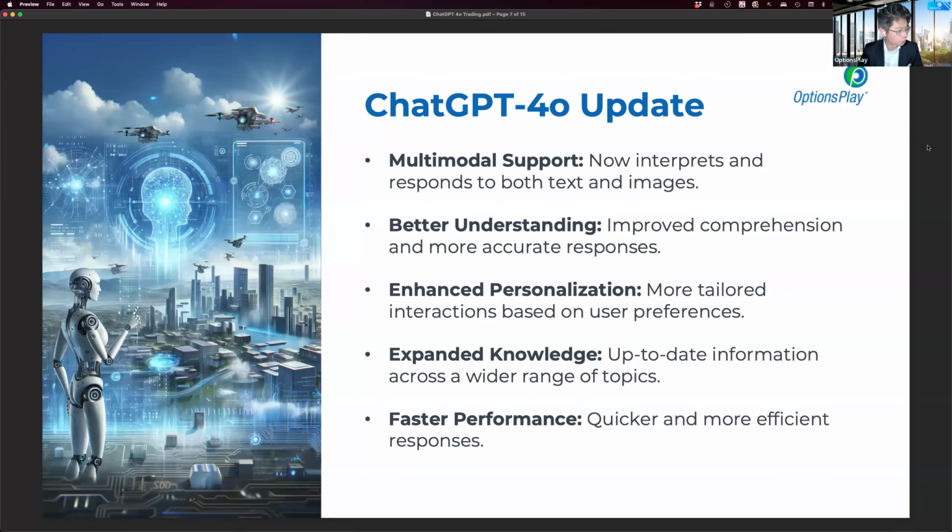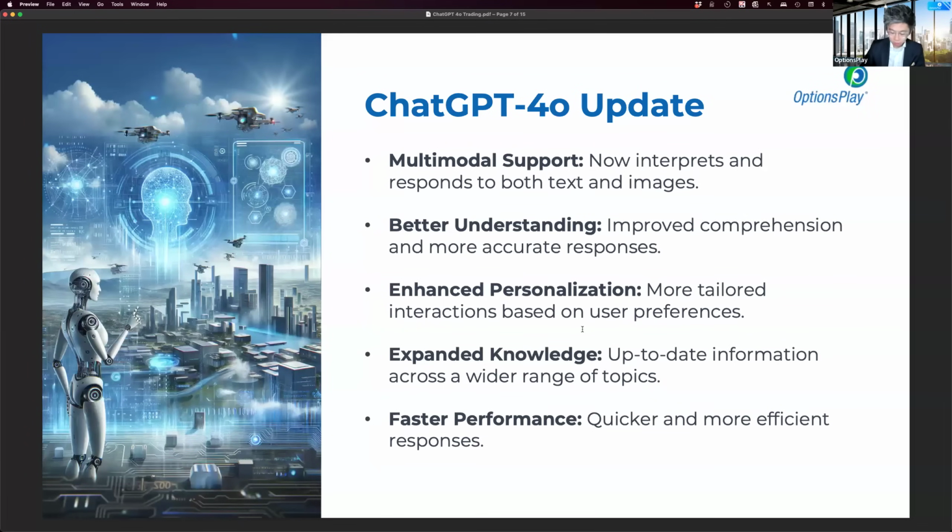Enhanced personalization: more personalized interactions based on user preferences. Expanded knowledge: up-to-date information across a wider range of topics. That certainly is true. When we look at replicating some of the research stuff, there certainly have been huge improvements on that front. It's still not, in my opinion, exactly where I want it to be, and I'll show you where that is, but it certainly is much faster and more efficient, especially if you're on a free version of ChatGPT. You can still access the new update of ChatGPT-4o, and it is much, much faster than the old 3.5 model that you might have had access to before, because only 4.0 was available for paid users.